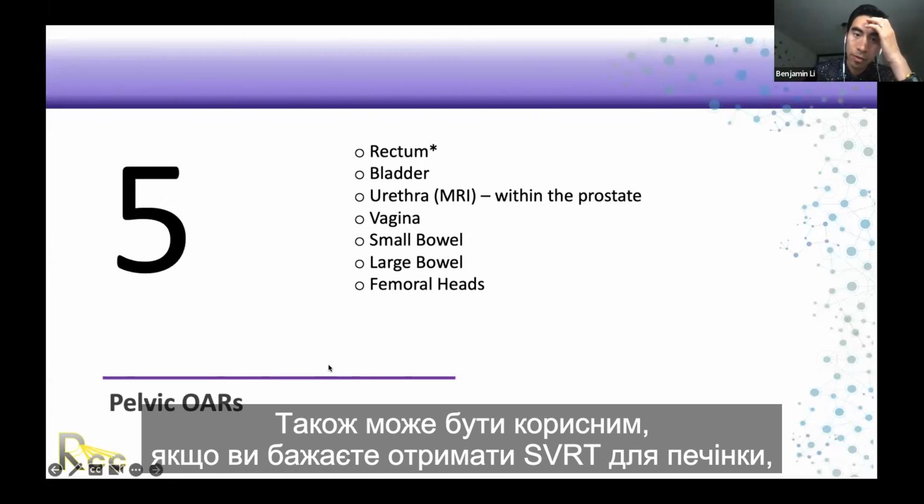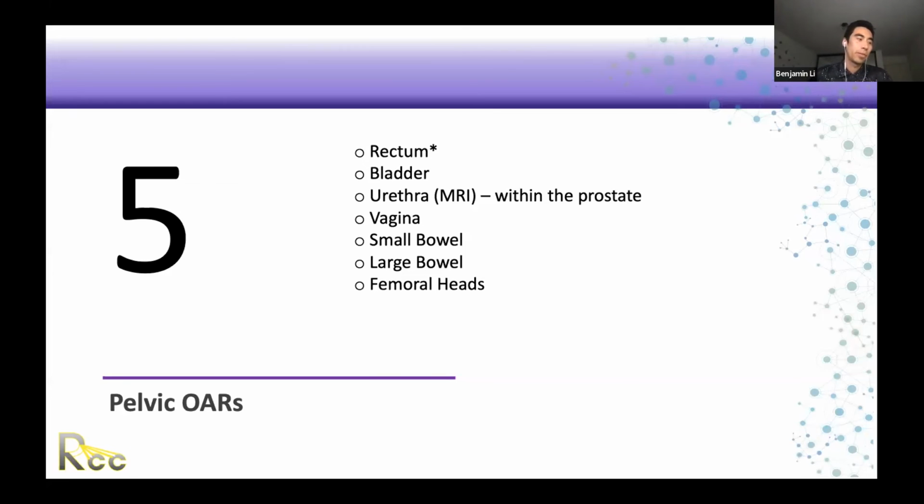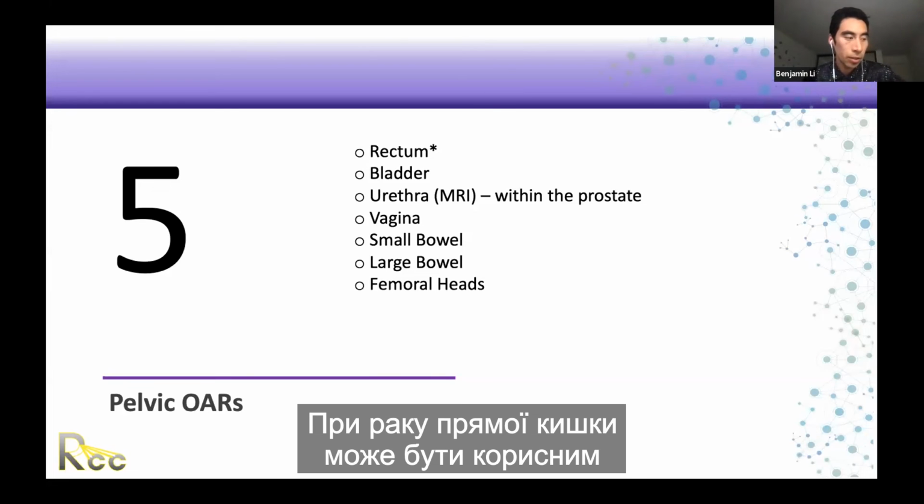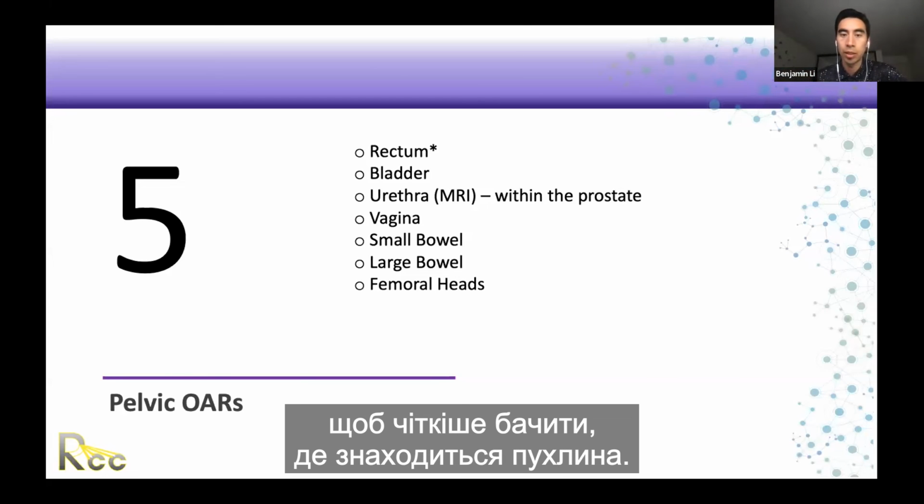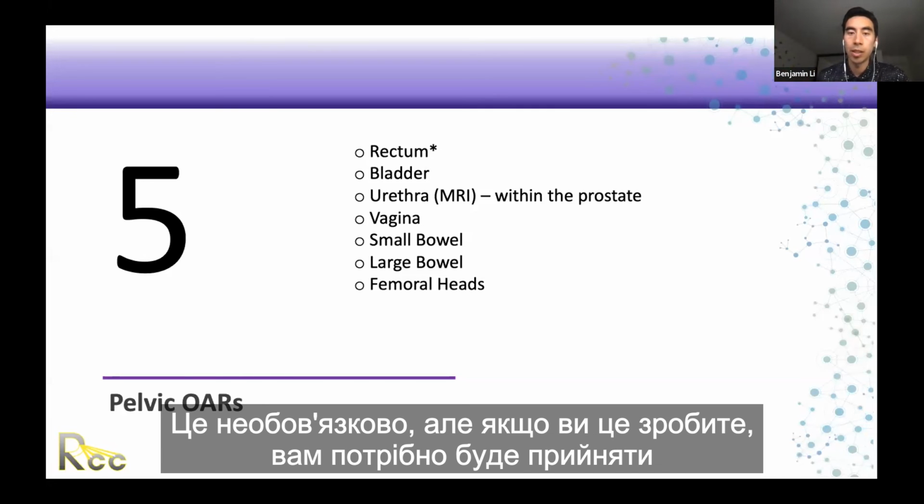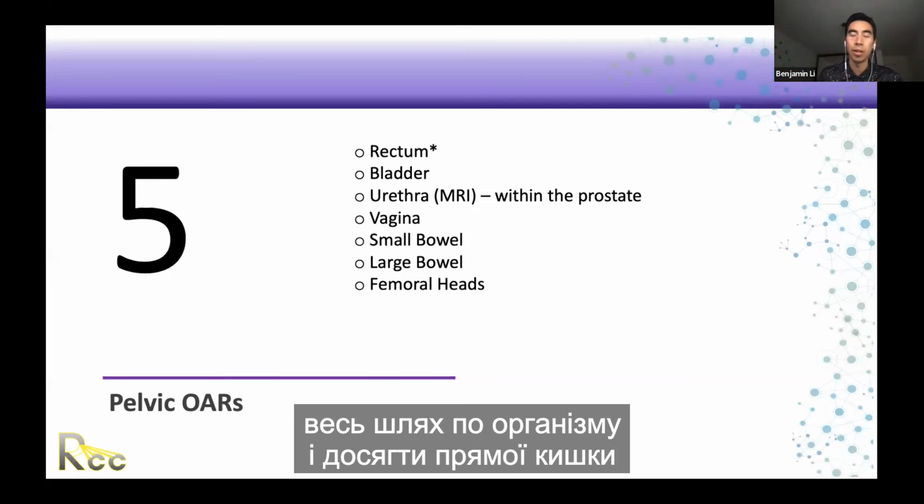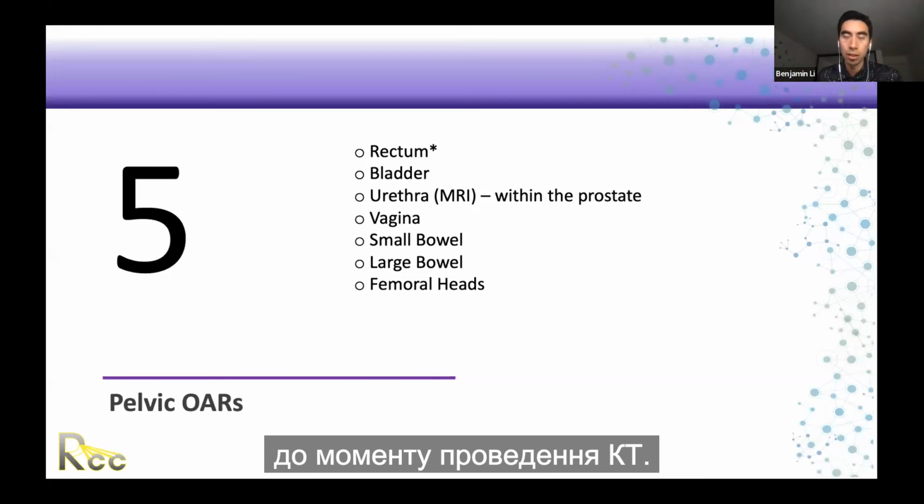It could also be helpful if you want with your liver SBRT, although if you're experienced, that's not always necessary. For rectal cancer, it can be helpful down at the bottom to be able to see more clearly where the tumor is. That's optional, but if you do that, you need to take the contrast agent more in advance so that it has time to transit all the way through the body and reach the rectum by the time you do the CT scan.